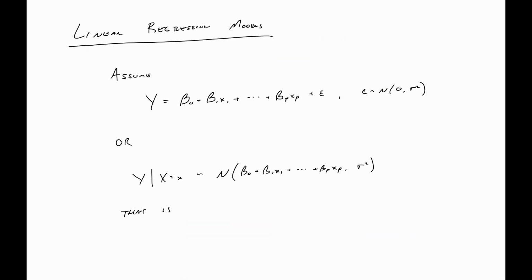Okay, so how do we do that with a linear regression model? So we have to talk about what a linear regression model is. A linear regression model assumes that y is a linear combination of the predictors, or I should say features.